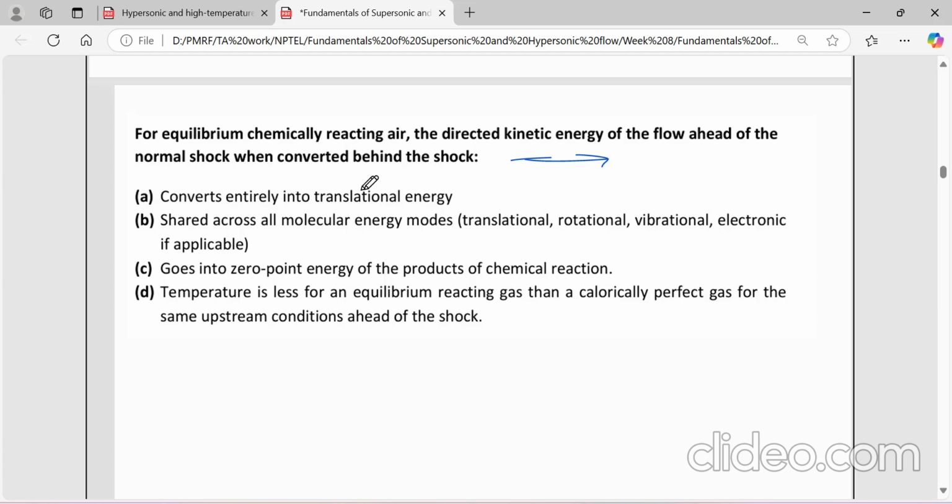Option A: converts entirely into translational energy. This is wrong. In the calorically perfect gas also it is shared with the rotational energy, so it is wrong. And for the chemically reacting gas, it is shared with all energy modes, like in option B: shared across all molecular energy modes, translational, rotational, vibrational, electronic if applicable. So this is true. You already told before.